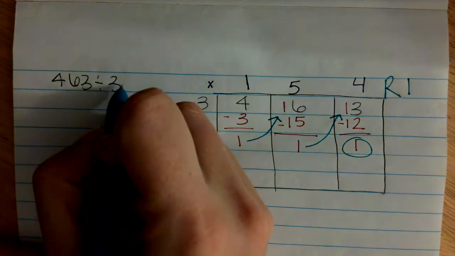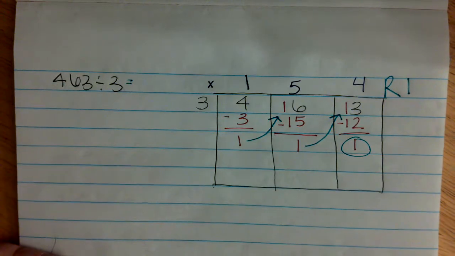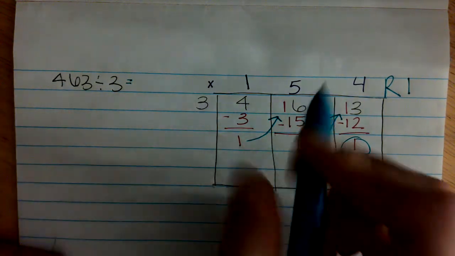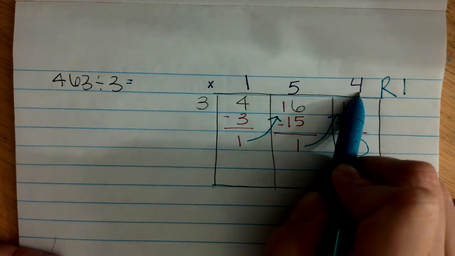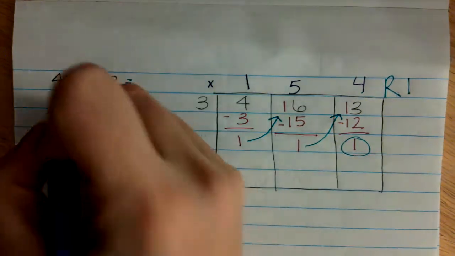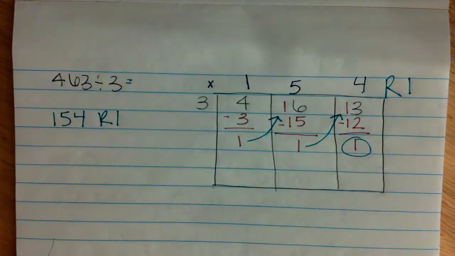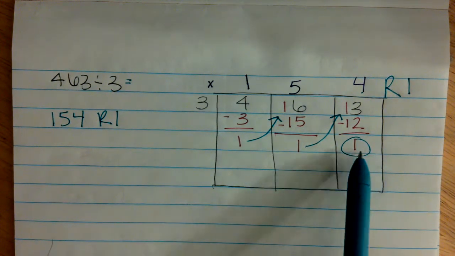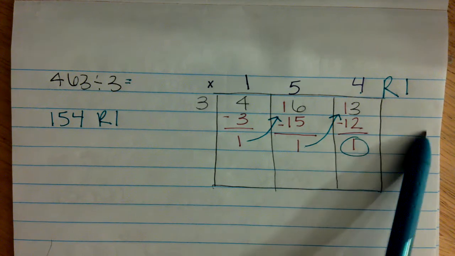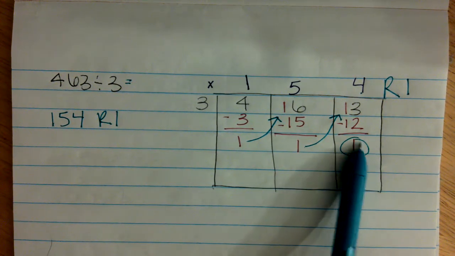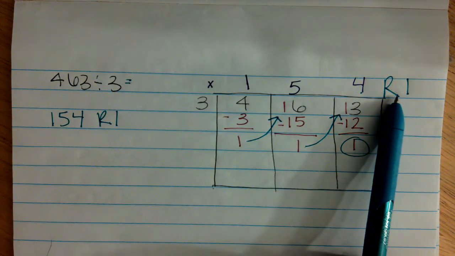So my answer to this division problem is 154 remainder 1. The 1 is what I have left over. It doesn't go in evenly. I have no more numbers over here. So I just have to have it as my remainder.